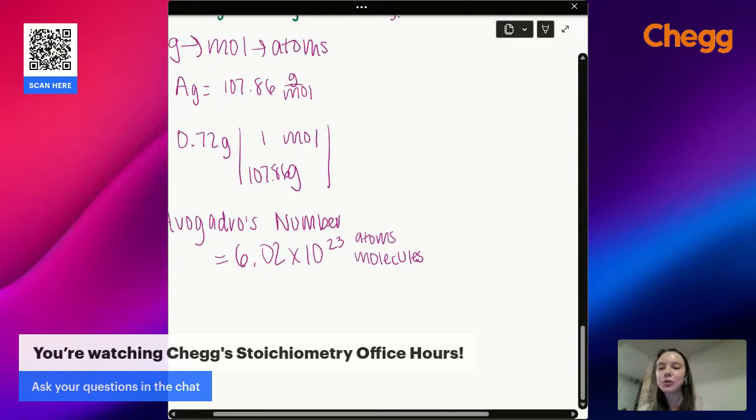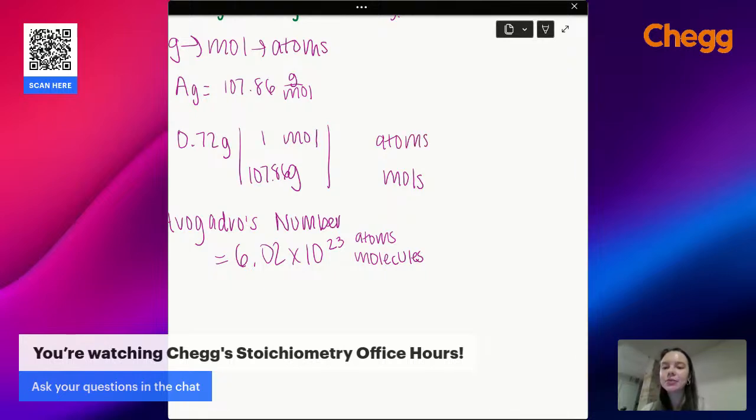Now we want to go from moles to atoms. So what we're going to do is we have 1 mole equals 6.02 times 10 to the 23rd atoms. You guys have 1 minute to put that in the chat. What is that answer? Let me know, guys. See if you can beat me in solving this. All right, about 30 more seconds, guys.